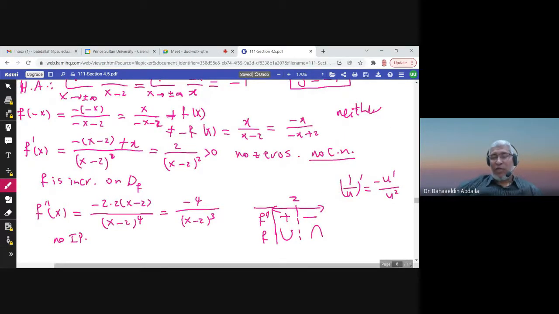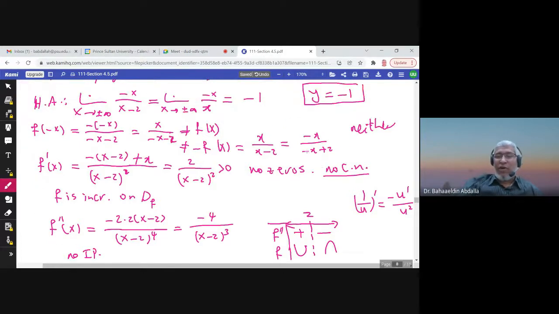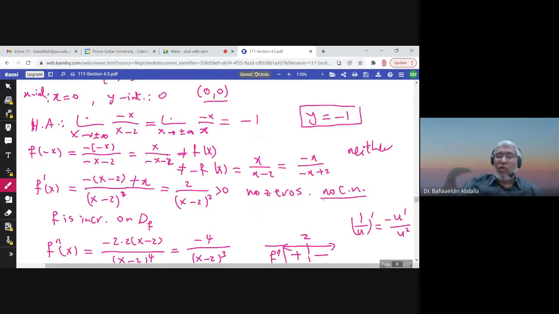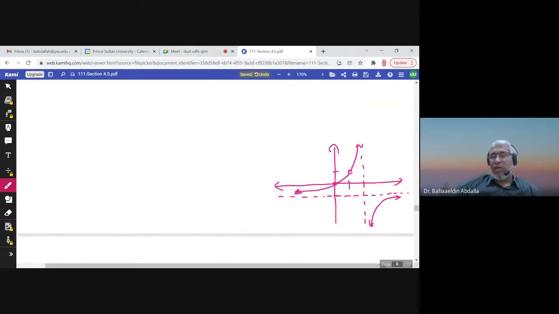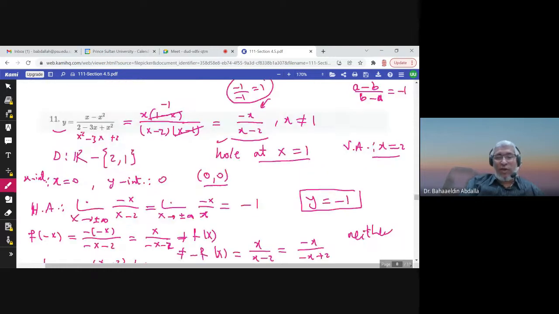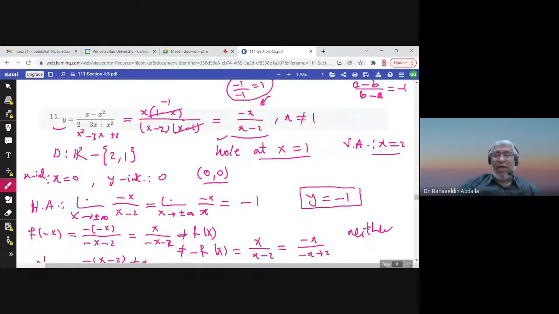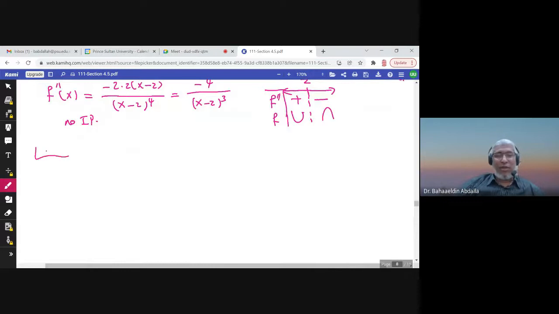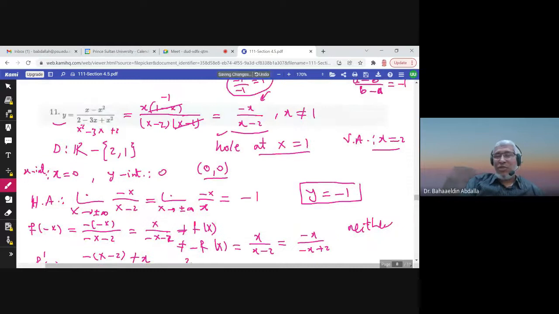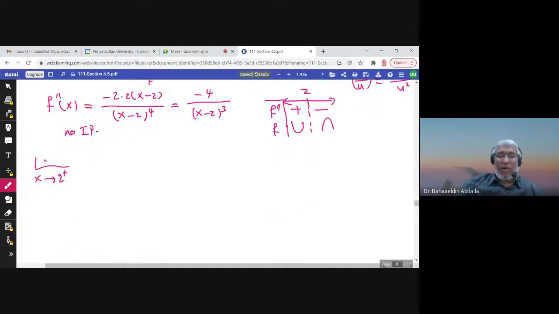To the right of 2, it is concave down. The function is always increasing, no critical numbers, no inflection points. There is a hole here, there is a vertical asymptote. But maybe we did not do one thing. What is that thing? We wrote that x equals 2 is a vertical asymptote, but we did not find the limit when x approaches 2 from the right and from the left.